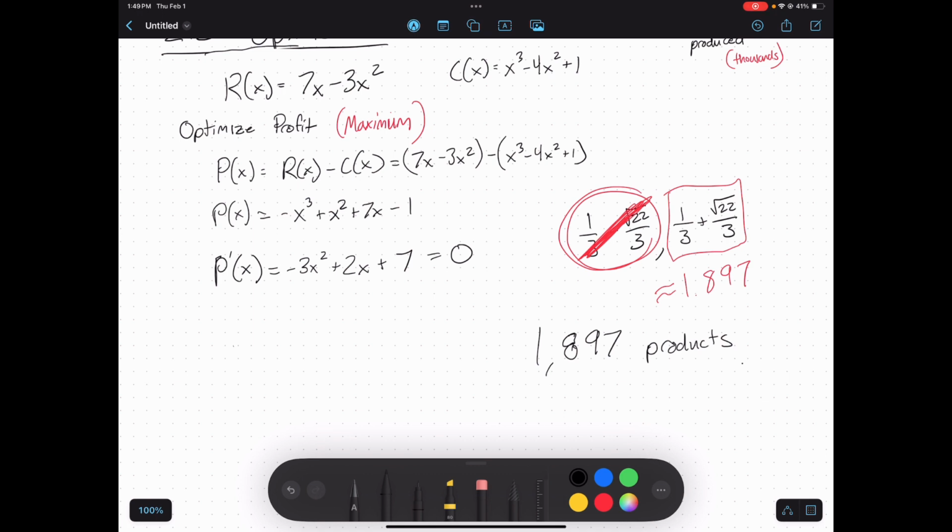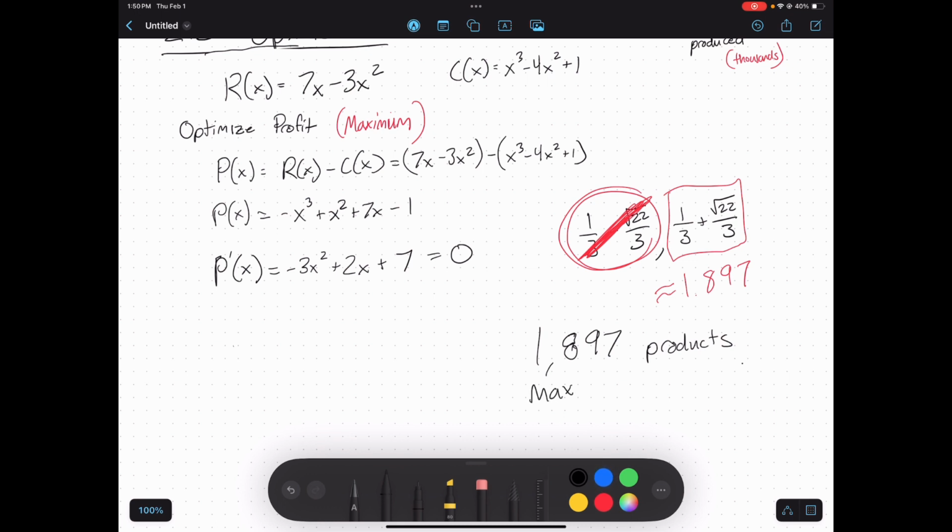What about this? What about 1,897 products? Well, doing this gives me a maximum. Now, I didn't actually test to see if it was a maximum, but you can test to see if there's a maximum by either using the first derivative test or the second derivative, which isn't complicated to find at all. I could find the second derivative and plug in 1,897 and see what I get. But because this is the only valid critical point, we can be pretty confident that this is going to maximize my profit. Okay? So we are done.